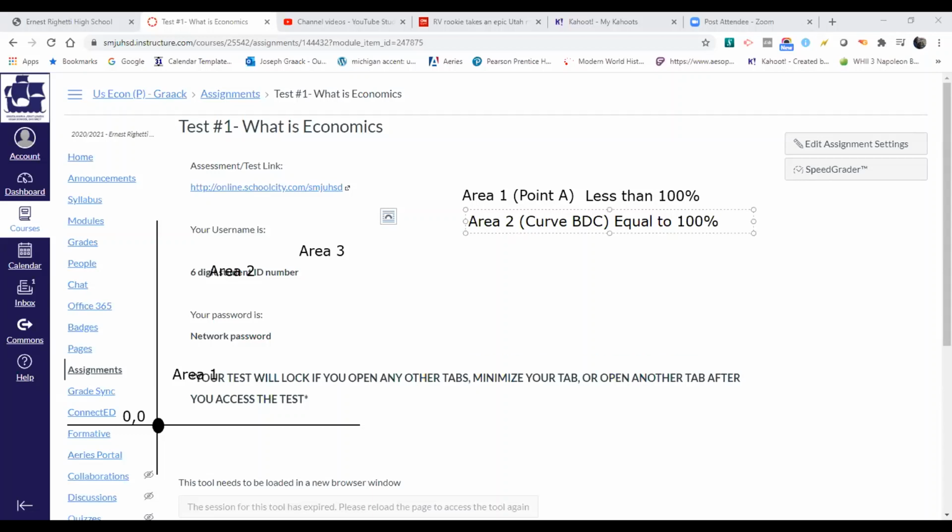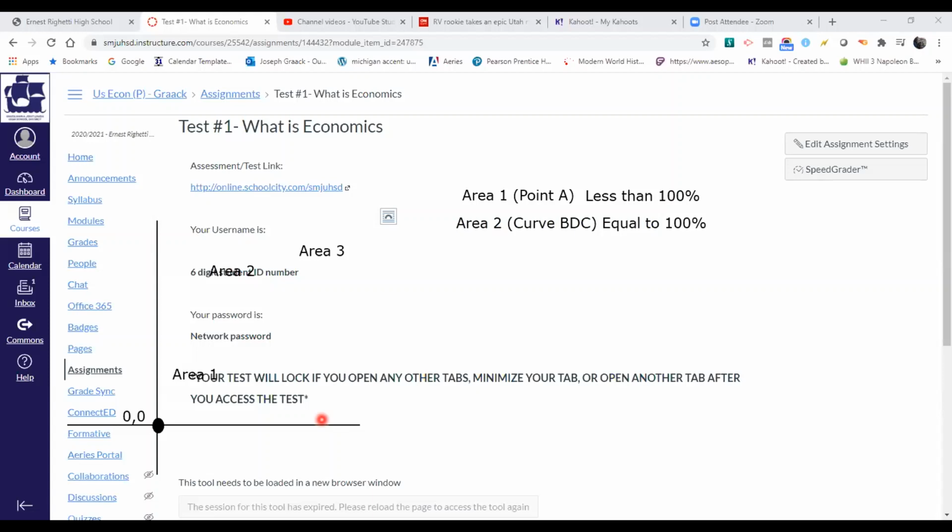So think of it this way. When we talk about area 2, we're talking about the curve BDC, right? That represents a line, a frontier, right? The frontier is as far as you can go, right? That's 100%. So it doesn't matter how many guns we're producing, how much butter we're producing, that is the limit all the way around. So area 2, represented by the curve BDC, is equal to 100%.